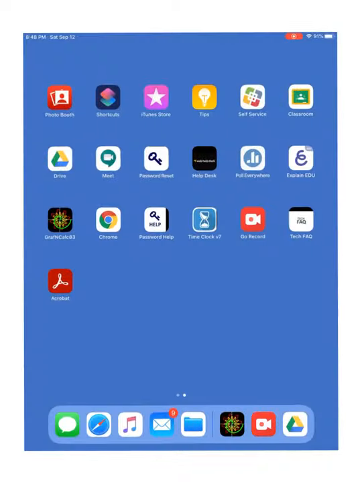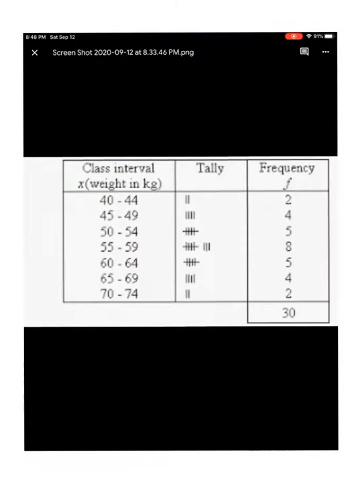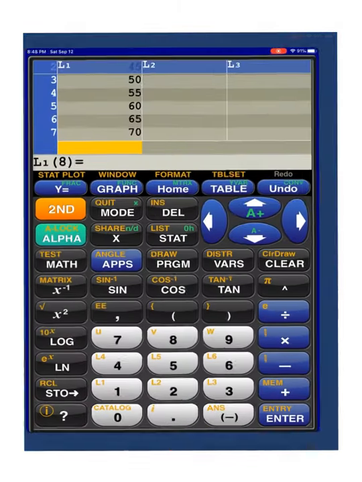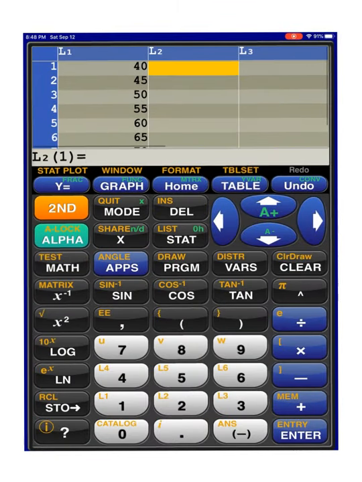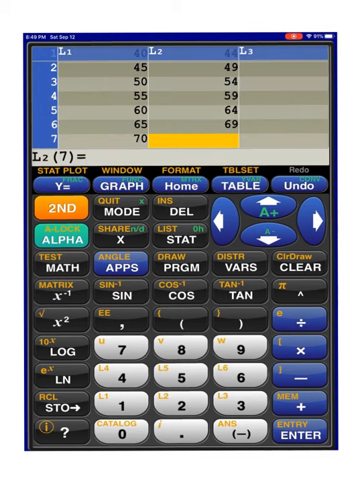Let's go back to our table, and the second part is just adding 4 onto all the other units. So go back to L2, so that's 44, 49, 54, 59, 64, 69, and 74.